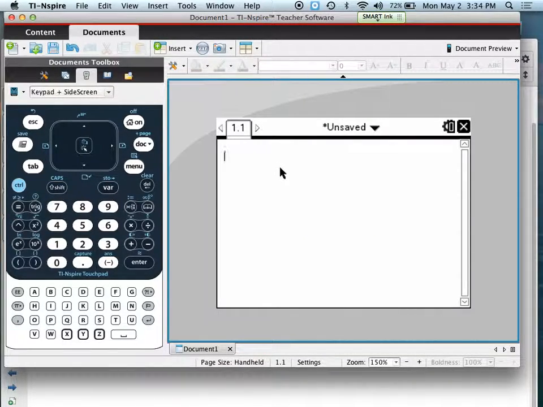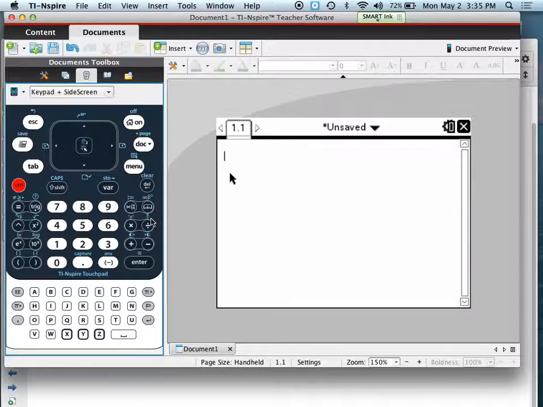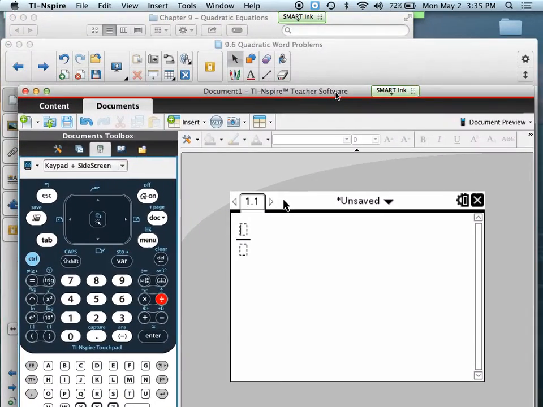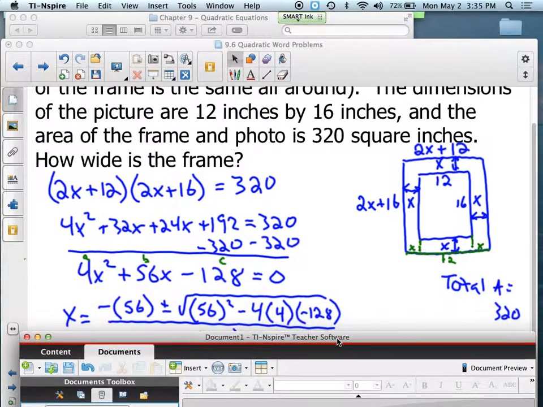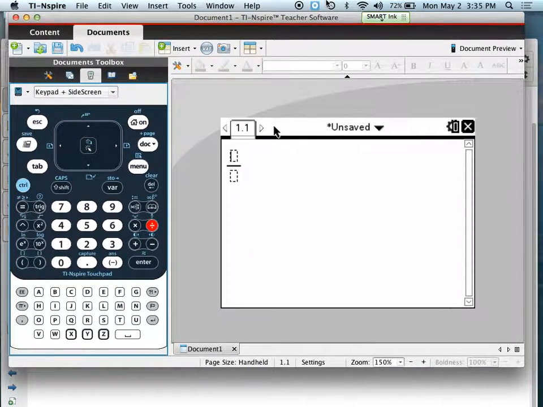So I want to type this into my calculator. I'm going to enter in the fraction bar first. There we go. So we got negative 56. And let's do the addition first. Plus the square root of 56 squared.